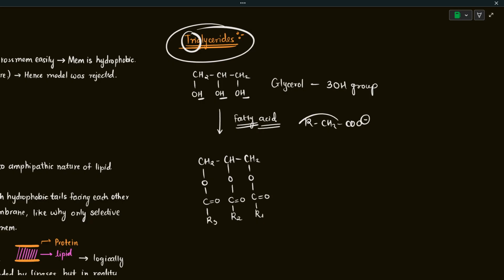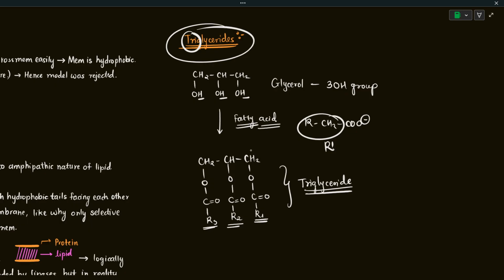Okay, I'm considering this whole thing as an R group. So I'm representing it as R1, R2, and R3 to represent three different fatty acids. So we are assuming that three different fatty acids have been attached to this glycerol. So this is a triglyceride. Okay, so this triglyceride molecule is the lipid.